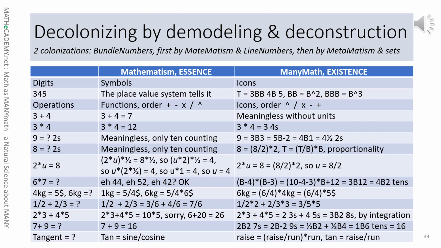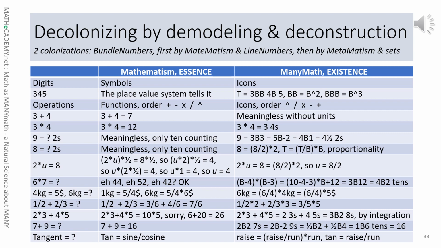If 4 kilo equals $5, then what is 6 kilo? 1 kilo is 5 over $4, so 6 kilo is 5 over 4 times $6. No, 6 kilo is 6 over 4 times 4 kilo, that is 6 over 4 times 5 dollar. What is 1 over 2 plus 2 over 3? 1 over 2 plus 2 over 3 equals 3 over 6 plus 4 over 6, equals 7 over 6. No, 1 over 2 times 2, plus 2 over 3 times 3, is 3 over 5 times 5.